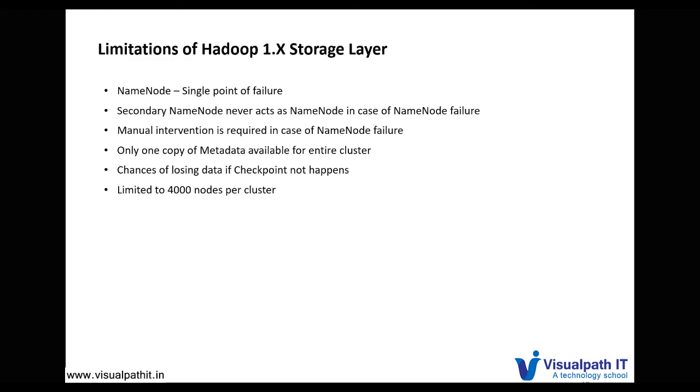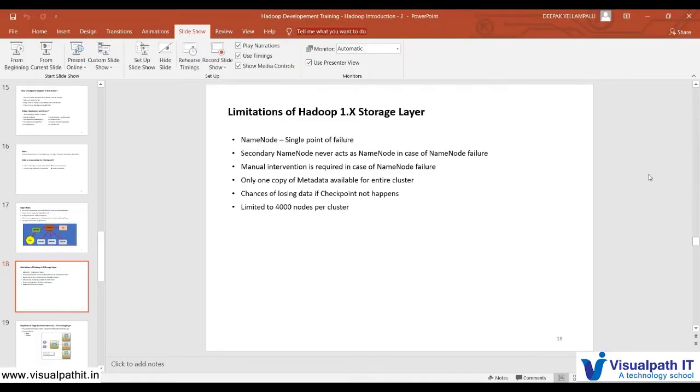So what will happen if the name node fails? Manual intervention is required in case of name node failure. What is manual? The role of a Hadoop administrator is required here. The Hadoop administrator manually configures one more new node and needs to start the cluster again. It will take a lot of time, and that is also a disadvantage. Also, if the name node goes down, we have only one copy of metadata available for the entire cluster, right? If the name node crashes, where can we get the metadata?